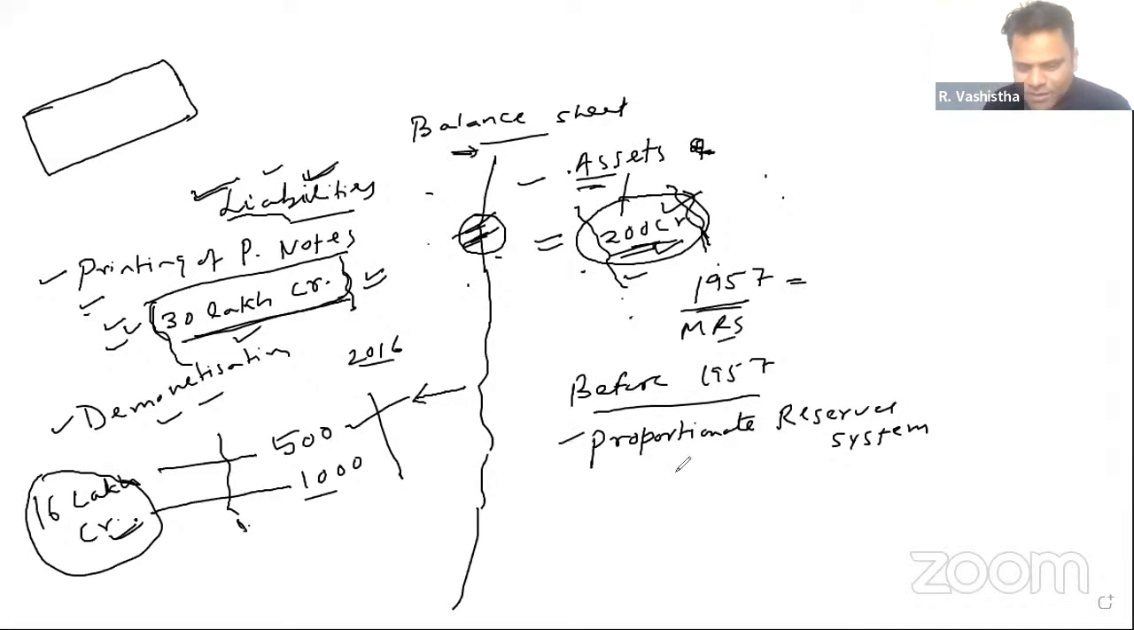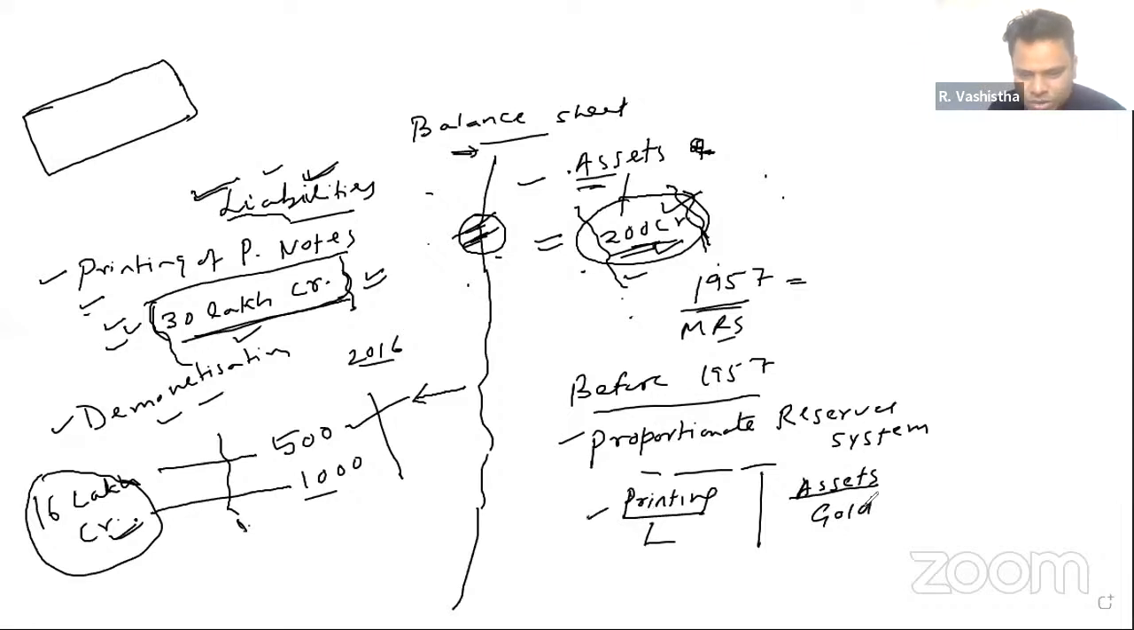In this system, what happened? There was a particular ratio in which RBI was required to maintain the assets with liabilities. See, printing of paper notes is the liability of RBI. And assets, the most assets have been in terms of gold. So if you want to print paper notes, you must have some amount of gold. This is assets, and printing of paper notes is your liability.